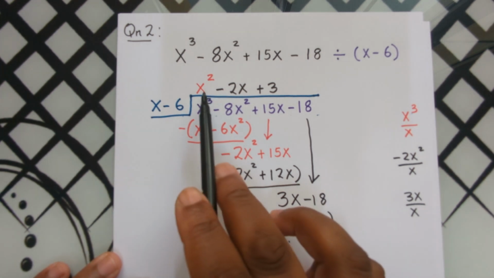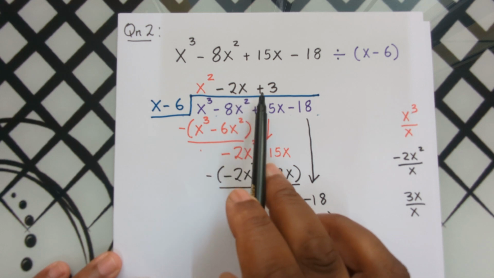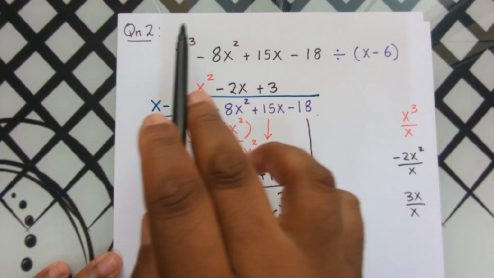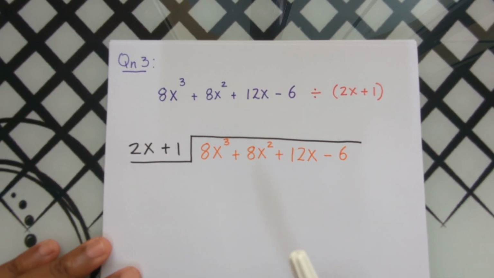So our quotient, which is our answer, is x to the power 2 minus 2x plus 3, which implies that x minus 6 is a factor of this polynomial. That's it for question number 2. Let's move on to question number 3.